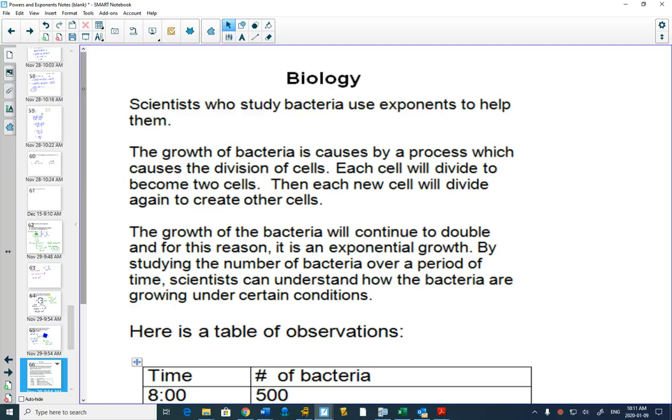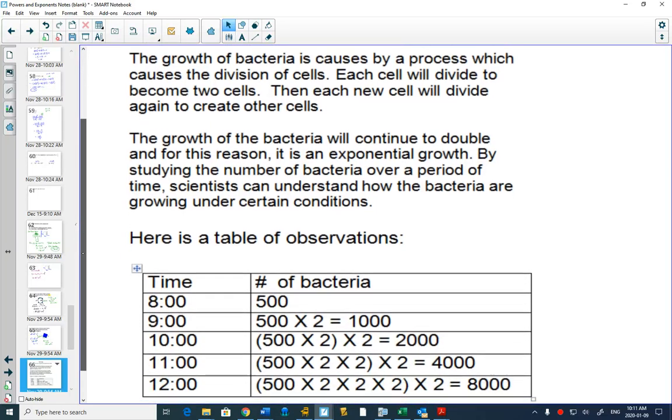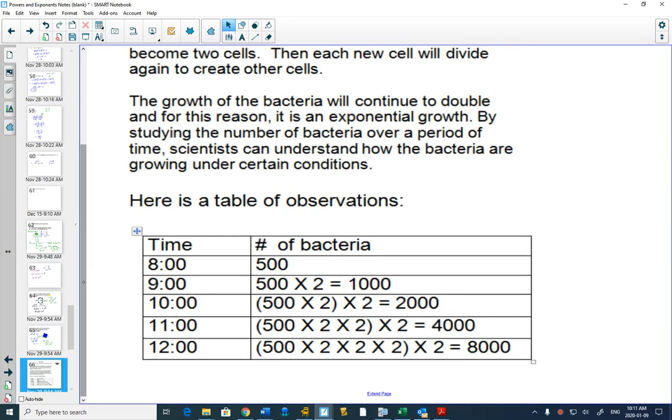The growth of bacteria is caused by cells splitting in half. So a cell divides, you had one, now you have two. If both of them split again, then you would have 4. If both of them split again, then you would have 8. And so here is an example. This is a bacteria that is doubling.